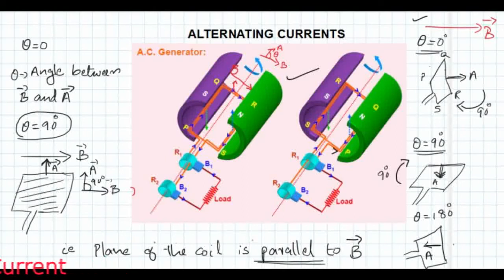So this way, when the coil rotates, the value of theta will be continuously changing. So with respect to this angle theta, the value of E will be changing, and that is the point we want to make.